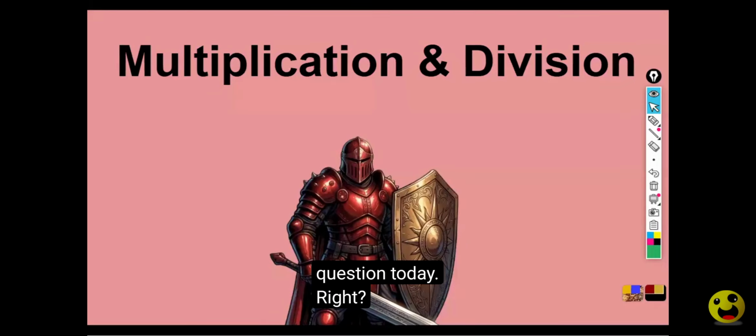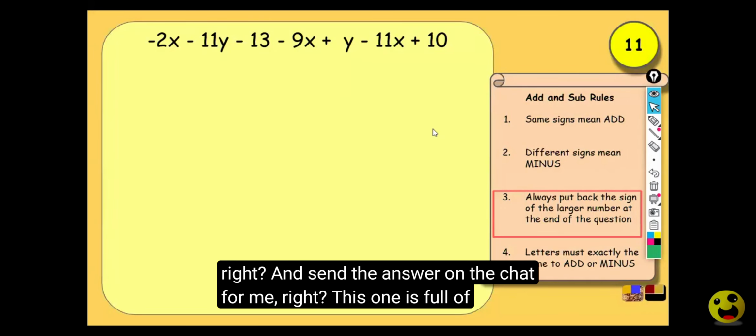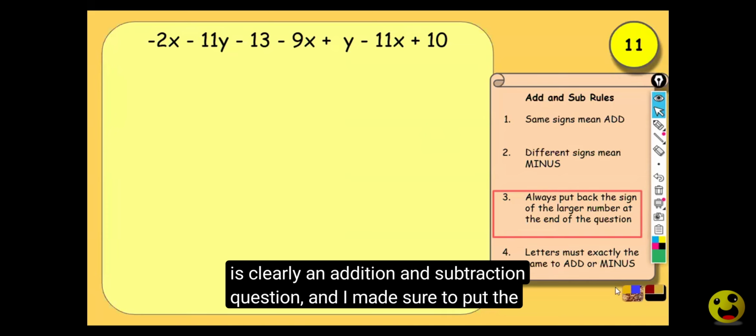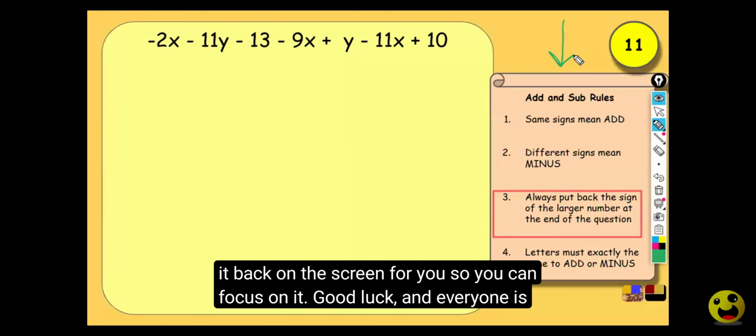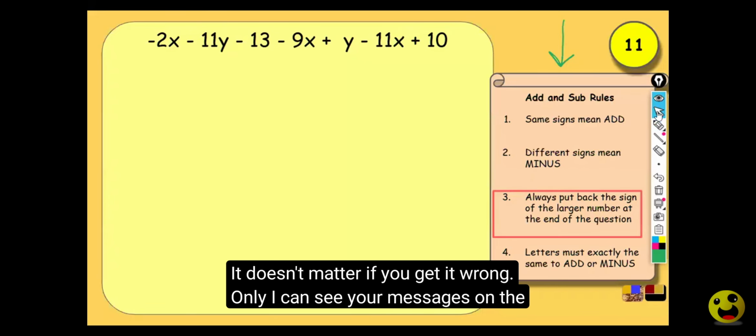This is your first revision question. Everyone simplify that expression, right? And send the answer on the chat for me, right? This one is full of tricks. It has a few tricks in it, but I have the rules. This is clearly an addition and subtraction question, and I made sure to put the rules that you already have in your books from last week. I put it back on the screen for you so you can focus on it. Good luck, and everyone is required to send an answer on the chat, right? It doesn't matter if you get it wrong, only I can see your messages on the chat.